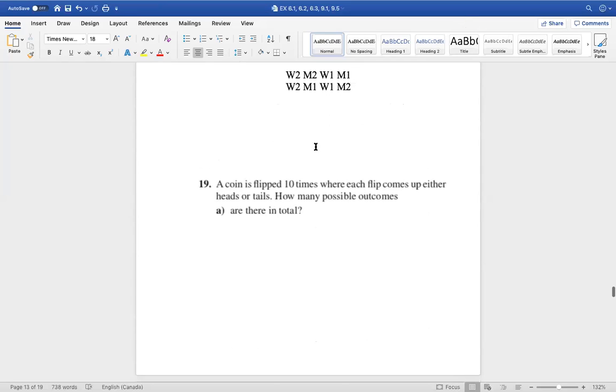Okay, so question number 19. We have a coin that is flipped 10 times where each flip comes up either head or tails. How many possible outcomes are there in total?